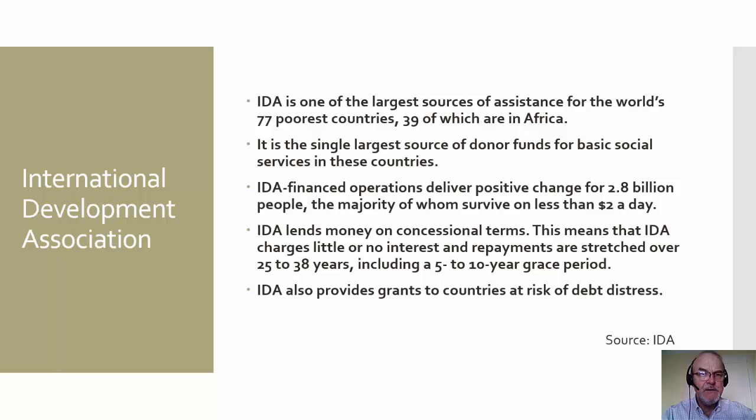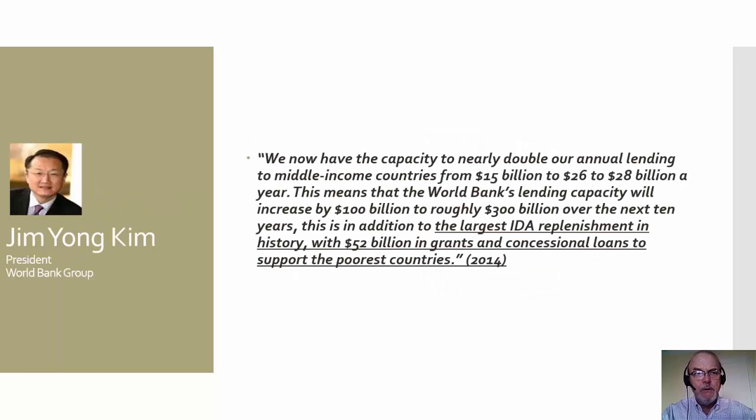And the IDA also provides grants to countries at risk of debt distress, and that's a very big issue in the poorest countries, because many of those countries have, for one reason or another, taken on a lot of debt, and of course servicing that debt out of government revenues makes it more difficult to address social issues with internal investments. So the World Bank is now headed by Jim Yong Kim, who is an American.